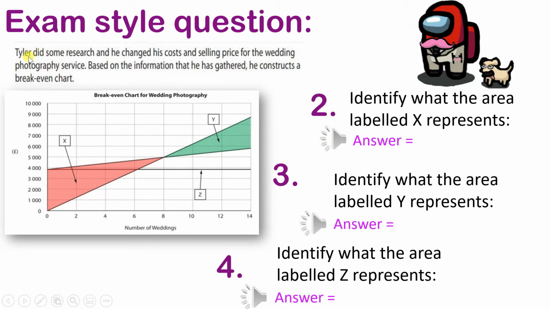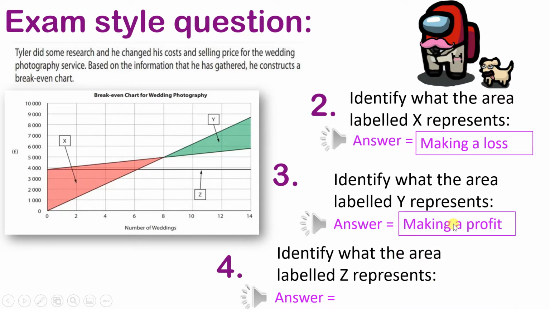Here are the answers to questions 2, 3 and 4 with Tyler and his photography business. And we're looking at 3 questions on this slide. The area in the red, question 2, is where the company's making a loss. The area in green, which is labelled Y, represents where Tyler is making a profit. And question 4, identify what the area labelled Z represents. Well, the area labelled Z is actually just a straight line, and the straight line represents fixed costs.